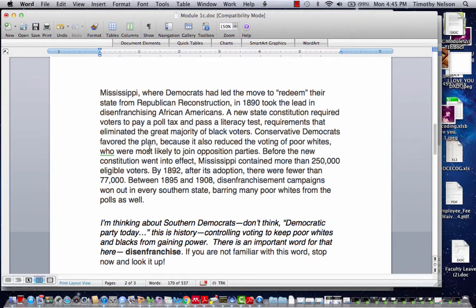Conservative Democrats favored the plan because it also reduced the voting power of poor whites, who were most likely to join opposition parties. So I'm thinking about Southern Democrats. And by the way, don't think Democratic Party today. This is history. But Southern Democrats then controlling voting to keep poor whites and blacks from gaining power. There's an important word here. It's disenfranchise. It comes up a couple more times. If you're not familiar with this word, stop now and look it up.